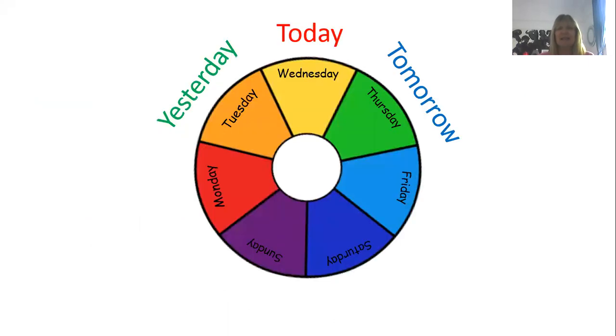Let's think about what day it is today. Well, it's the middle of the week, so it's not Monday or Tuesday. It's not Thursday or Friday. In the middle is Wednesday. Today is Wednesday, and let's look at our wheel, and you'll see that in the yellow section, today is Wednesday, because yesterday was Tuesday, and tomorrow is going to be Thursday.